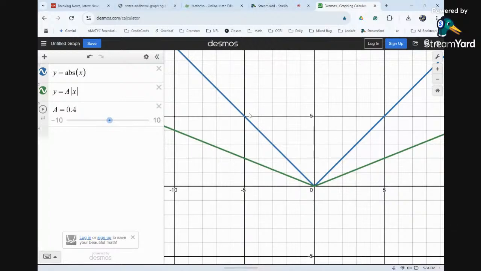Multiplying by a proper decimal, and I say proper decimal because it has to be between 0 and 1, is just going to make it look wider. We call that a compression or a shrink. You're good. Right.